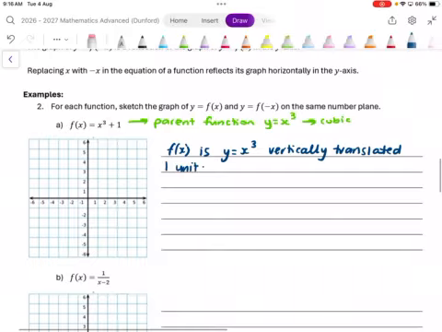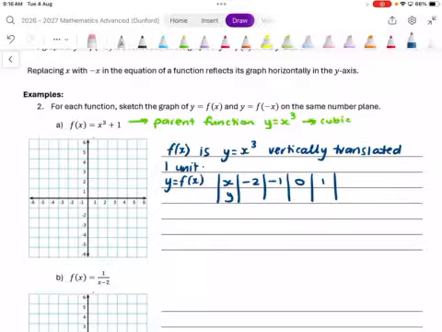Okay, so if we were to look at y equals f of x, we would have our table again, probably the easiest way to investigate our cubic. If we were to see what's happening when x is 0, our y-intercept is going to be 1 because we're moving it up 1.